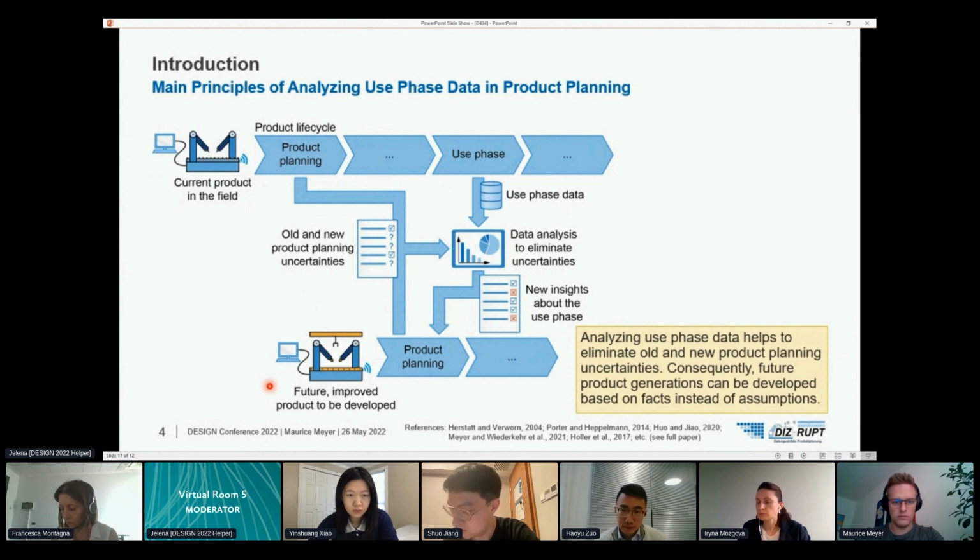current product. We can now look at the old and new product planning uncertainties, for example, assumptions that we made in the product planning phase of the current product, or questions that we now have in the product planning phase of our future product. With the use phase data, we can analyze these uncertainties and, in the best case, eliminate them. This gives us new insights about the use phase that we can use in product planning to develop the new product generation based on facts instead of assumptions.